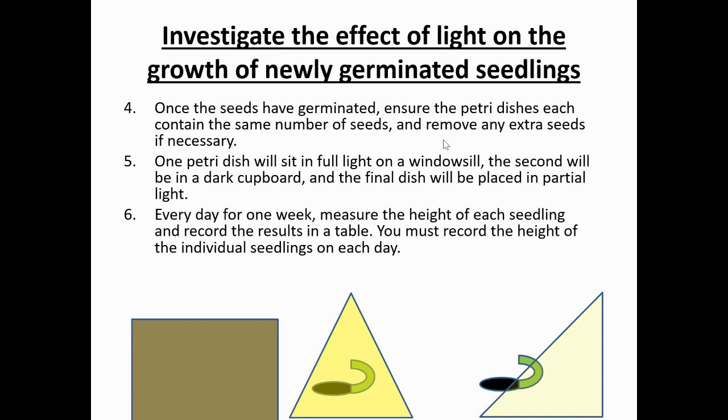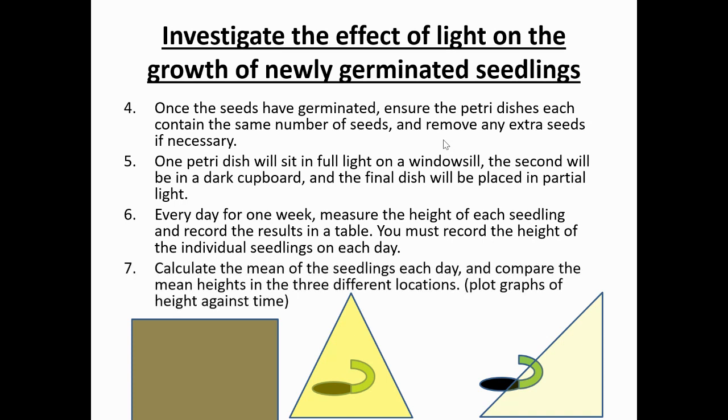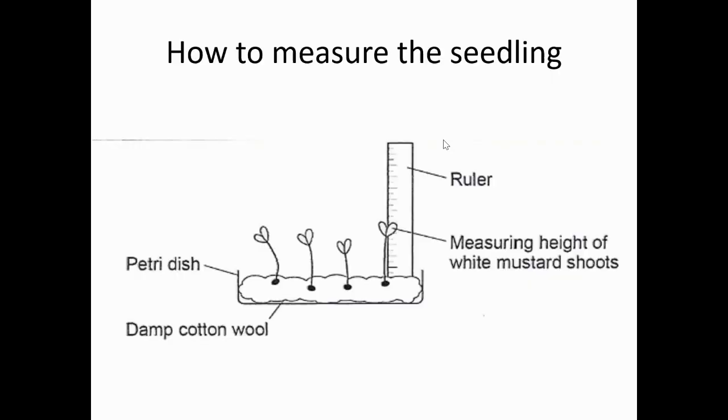Every day for a week, measure the height of each seedling and record the results in a table. You must record the height of the individual seedlings on each day. Once you have that data, you may calculate the mean of the seedlings each day and compare the mean height in the 3 different locations. Plot graphs of height against time. So, how are we measuring the seedlings?